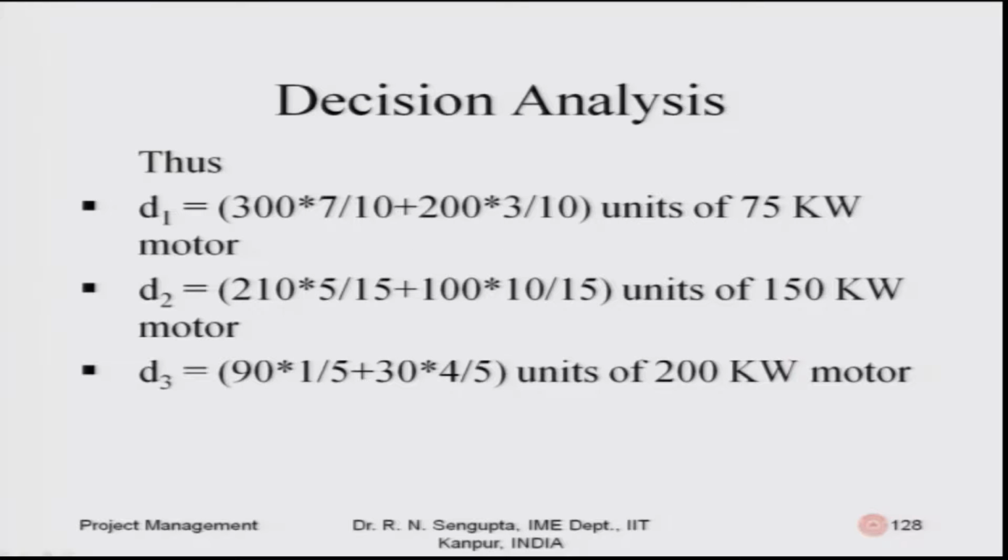So, now if I want to find out D1, considering that I want to find out on an average. So, if you see for the 75, 150 and 200, they were for different probabilities. So, you multiply the demand by the probability, find it out for motor 1, which is 75, motor 2 which is 150, motor 3 which is 200, and you find out the corresponding values. This is a very simple way of trying to solve it.